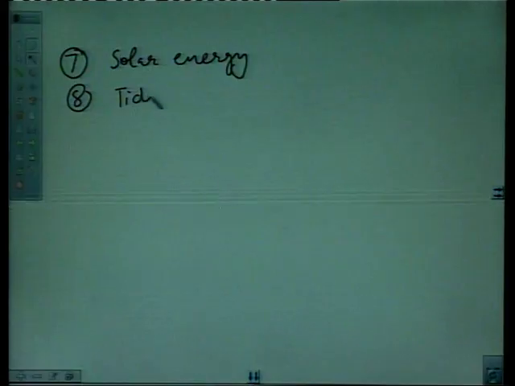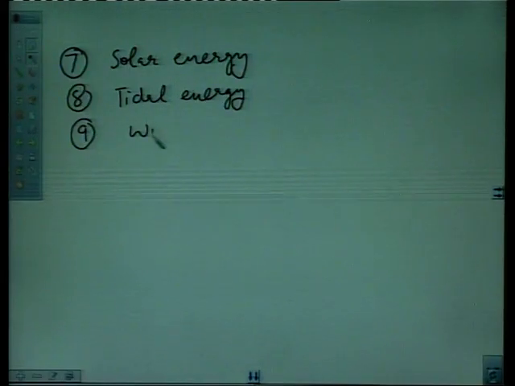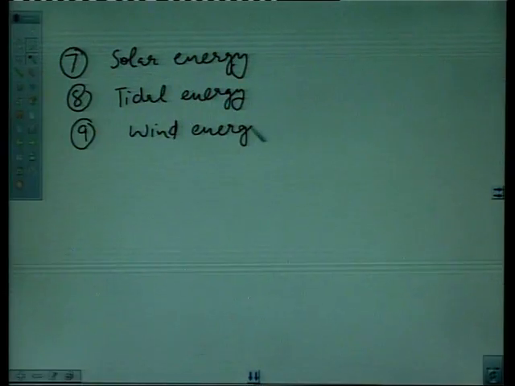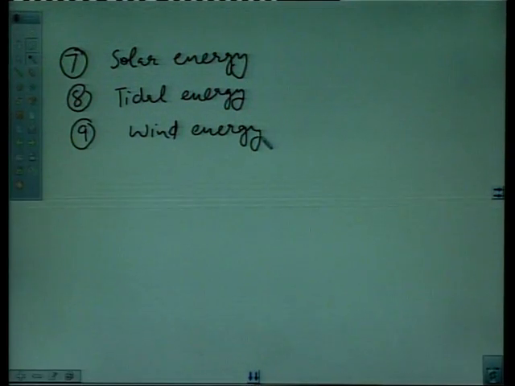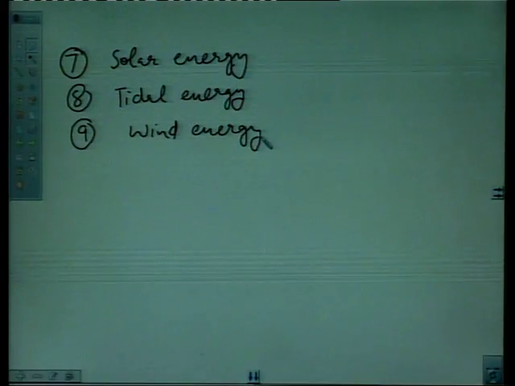tidal energy, wind energy, etc. So, this is all about various types of energies.